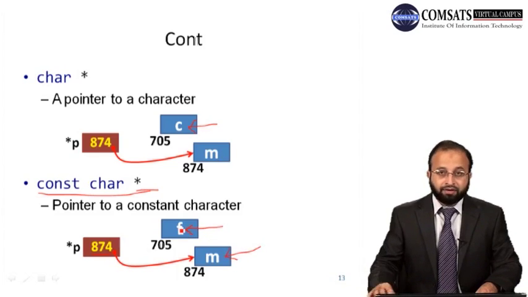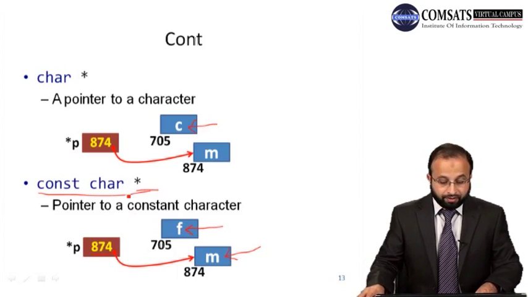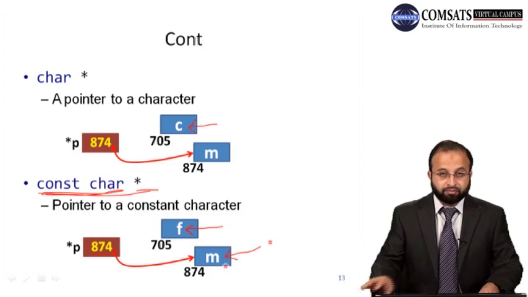So यहाँ पर अगर f लिखा हुआ है, इसकी value of f से c नहीं कर सकते. Why? Because the characters that are pointed to by this pointer are the constant characters, right? So the character is basically the constant. So you cannot change the value of this f or this m, right?